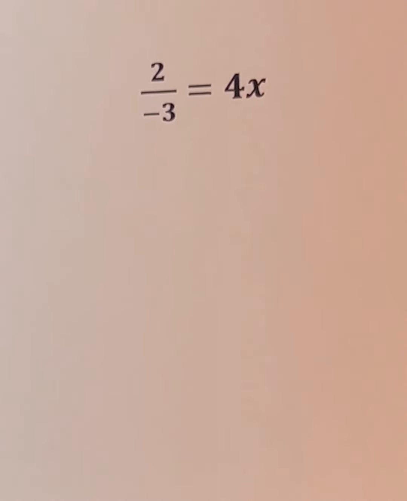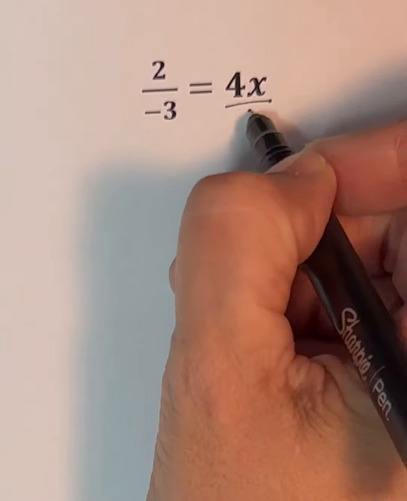All right, we're going to solve this equation for x. We have 2 divided by negative 3 equals 4x. On the left side, I have a fraction. So what do you think I should do on the right side? Let's make it a fraction by putting a 1 on the bottom.